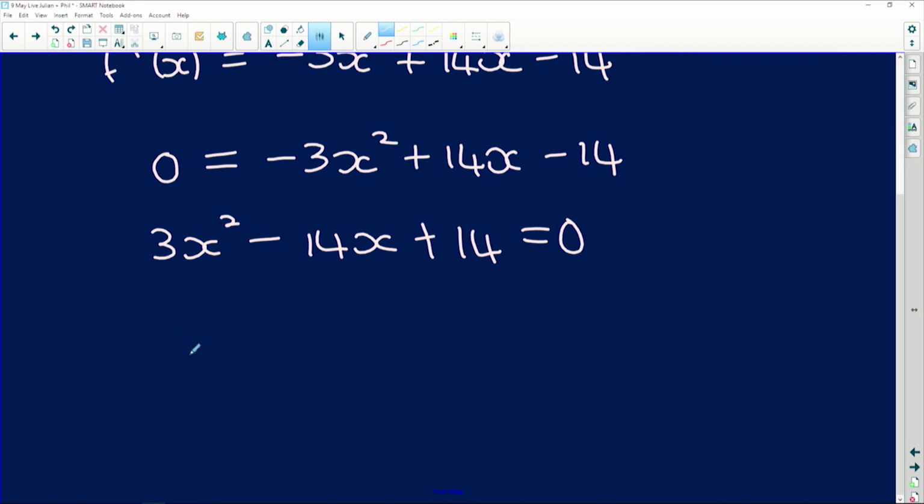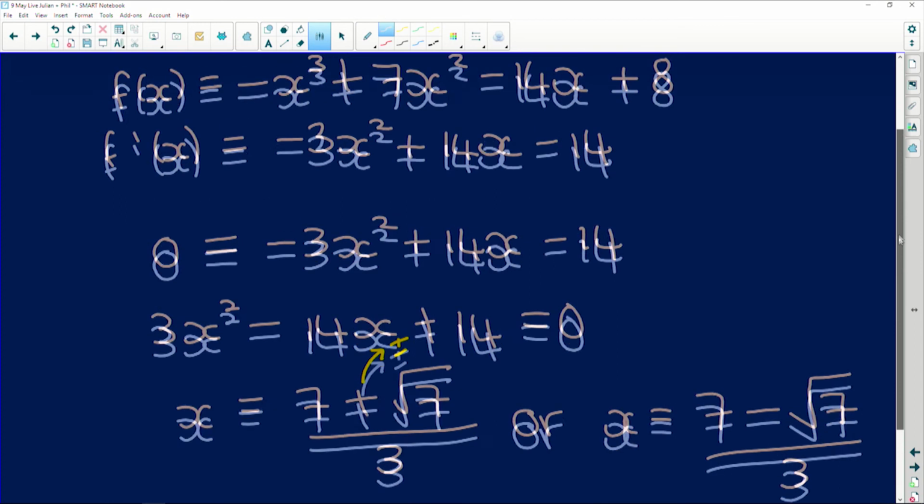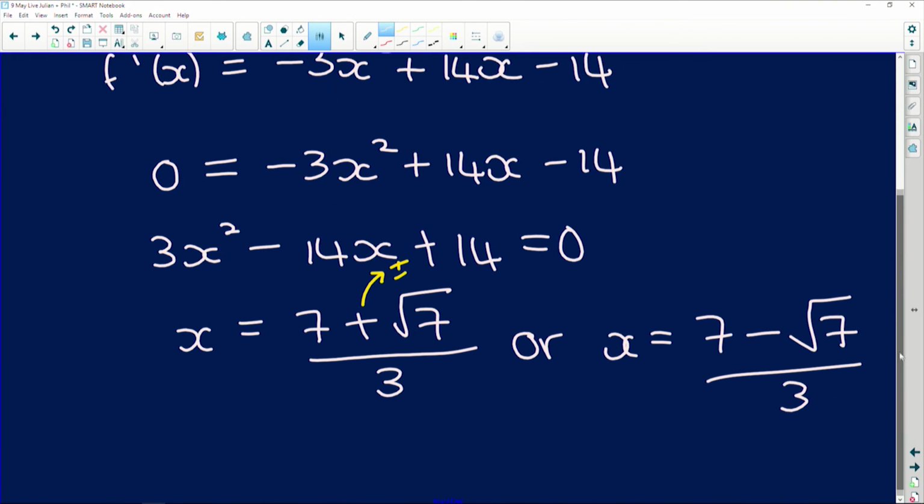So we get x is equal to 7 plus root 7 all over 3, or x is equal to, well, that would be simple because remember over here in the quadratic formula, it's a plus or a minus. So the second one would be 7 minus root 7 over 3. And that answers the question because it said, calculate the x coordinates of A and B, the turning points.